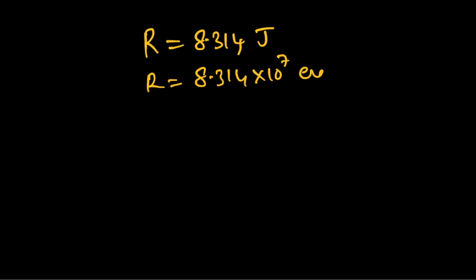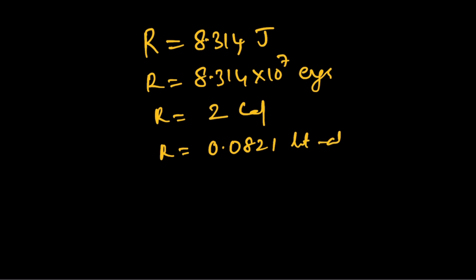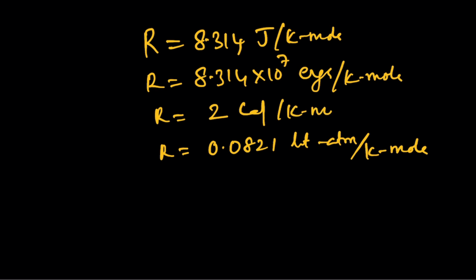In such a case, you need to know the value of R. The value of R you learnt in the chapter of gaseous state depends upon the units of measurement. The R value is equal to 8.314 joules. Whenever the value is expressed in terms of joules, our R value is 8.314 into 10 to the power of 7 ergs, or the R value is 2 calories, or the R value is 0.0821 liter atmosphere per Kelvin mole. This also is joule per Kelvin mole. This also is erg per Kelvin mole. This is also calorie per Kelvin mole.